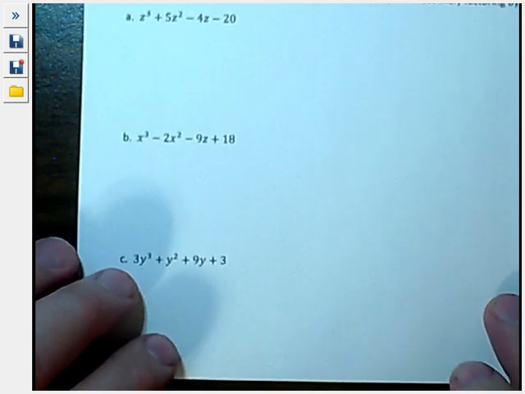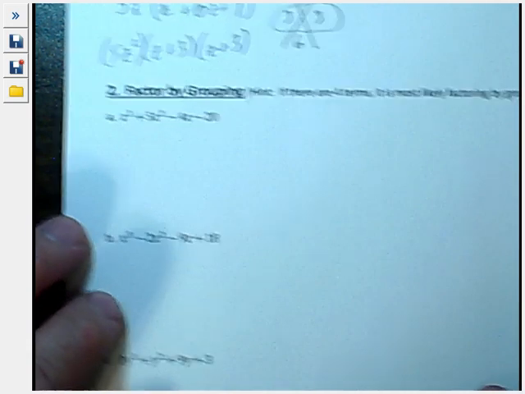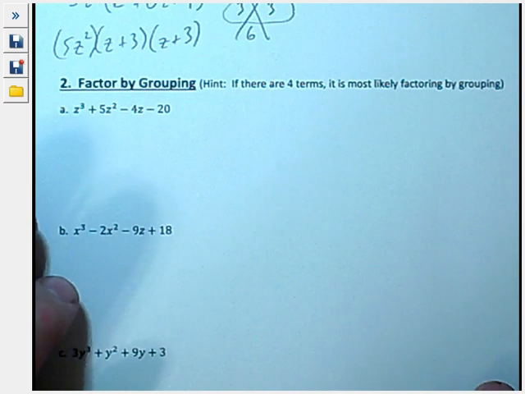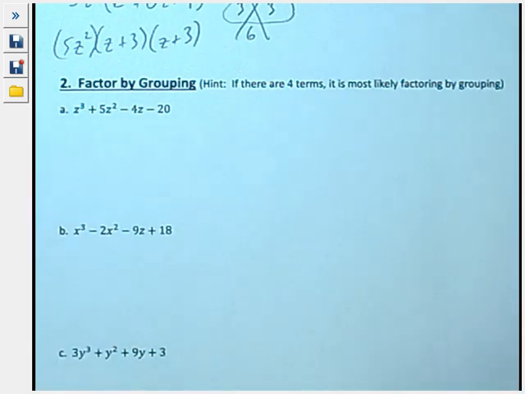Okay. Down here now we've got factoring by grouping. What's most evident as far as when you're going to be using this strategy is usually if there's 4 terms, you're probably going to be doing factoring by grouping. And here's how you do factoring by grouping.